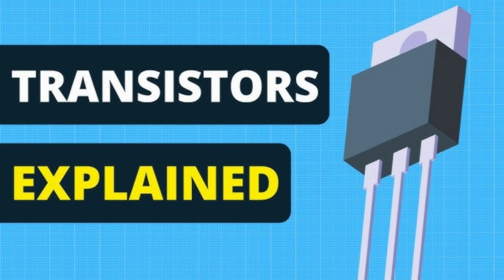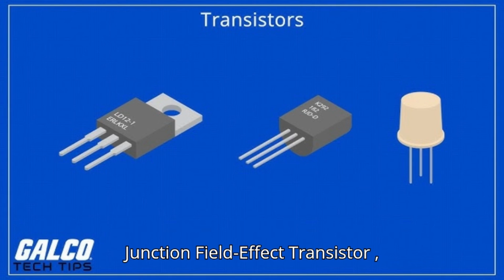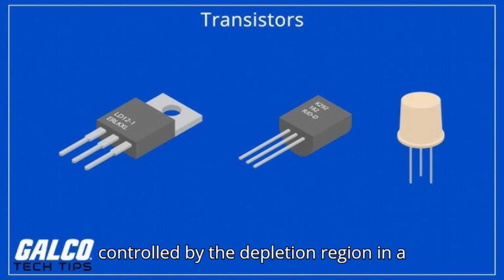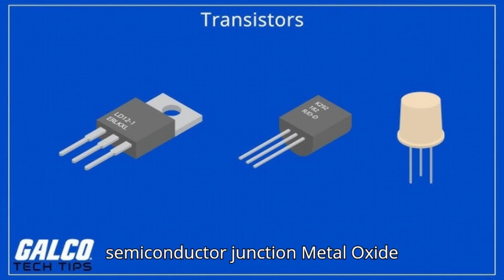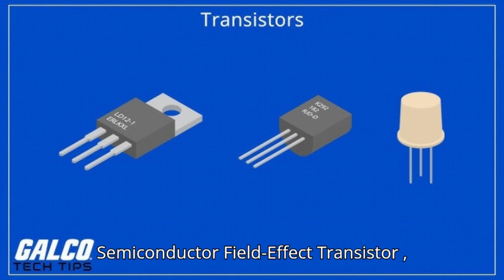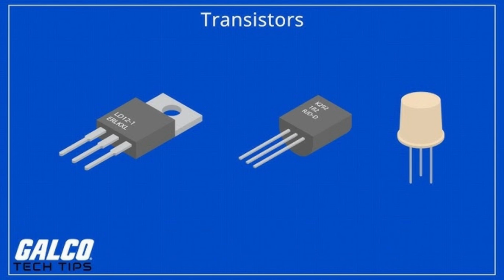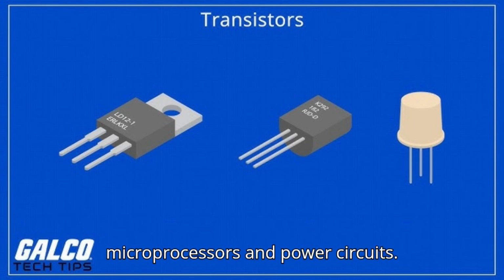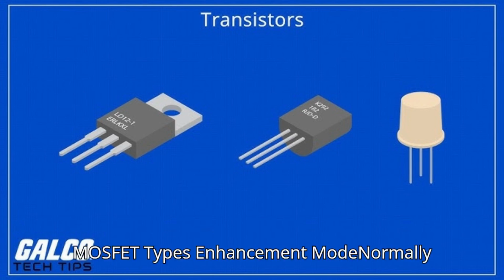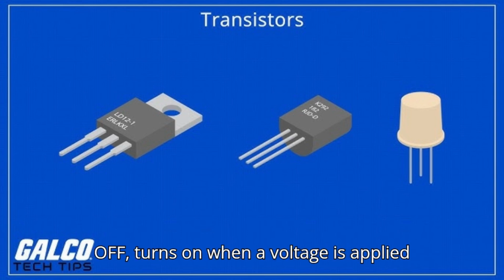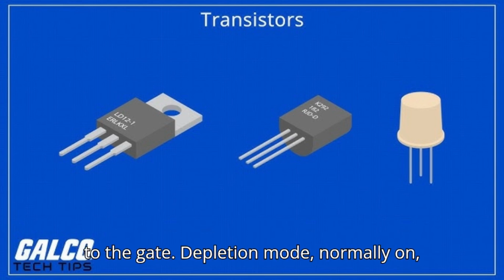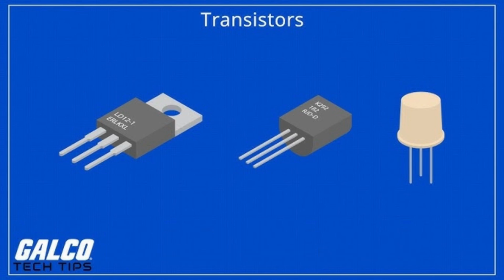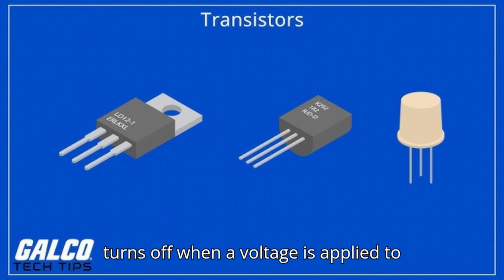Types of FETs. Junction field effect transistor, JFET, controlled by the depletion region in a semiconductor junction. Metal oxide semiconductor field effect transistor, MOSFET, the most widely used transistor, found in microprocessors and power circuits. MOSFET types. Enhancement mode: normally OFF, turns on when a voltage is applied to the gate. Depletion mode: normally ON, turns off when a voltage is applied to the gate.